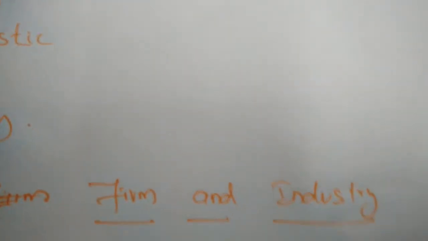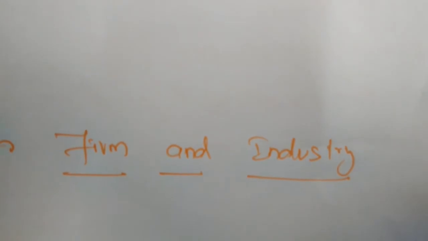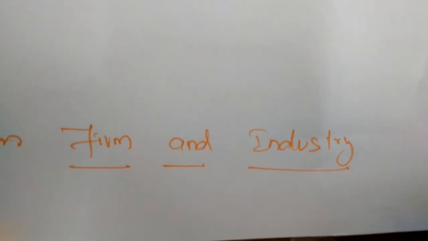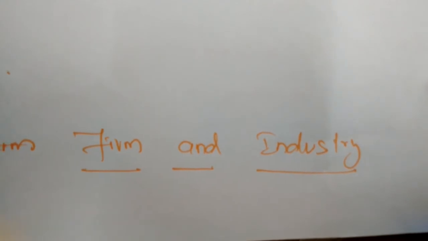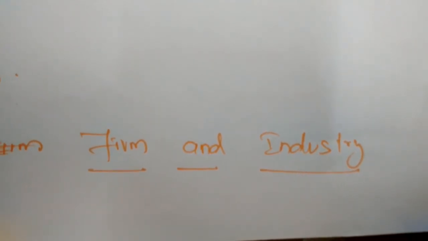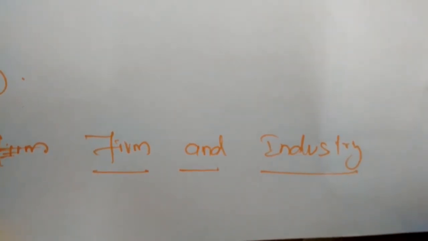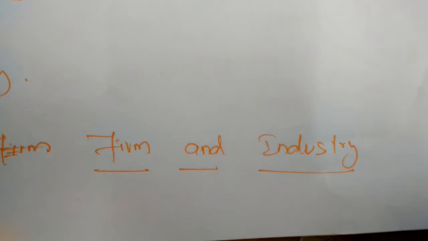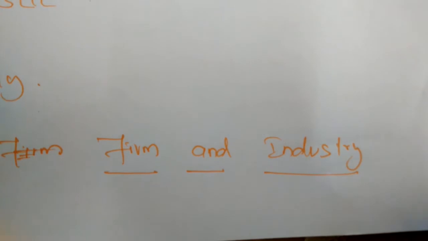Next, the firm and industries. When we study the market structure, before that we have to consider the meaning of firm and industries. A firm refers to a single production unit in an industry, producing a large or small quantity of a commodity or service and selling it at a price in the market. Its main objective is to earn a profit. There may be other objectives as described by the managerial and behavioral theories of the firm.